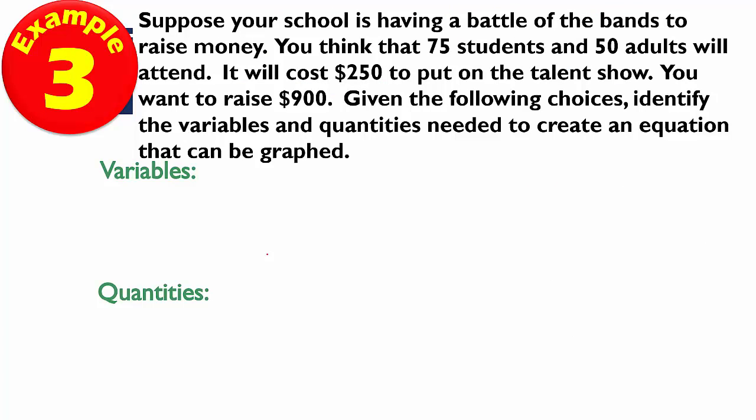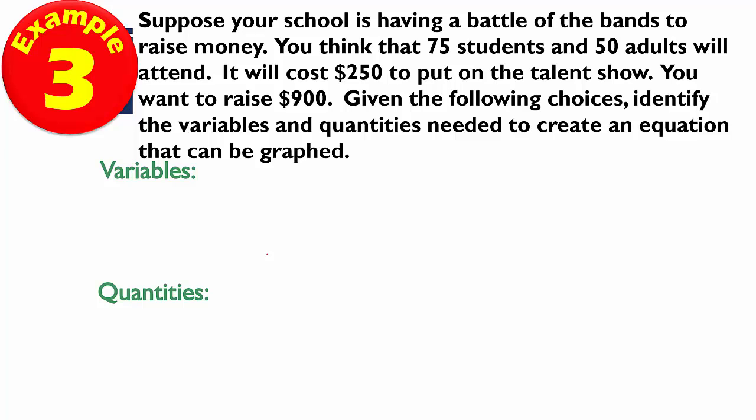Third and final example. Suppose your school is having a battle of the bands to raise money. You think that 75 students and 50 adults will attend. It's going to cost $250 to put on the show, and you want to raise $900. You want to identify the variables and the quantities that you would need to create an equation that can be graphed.